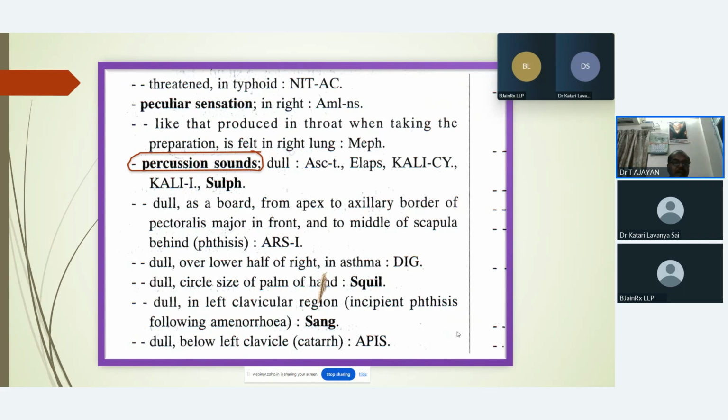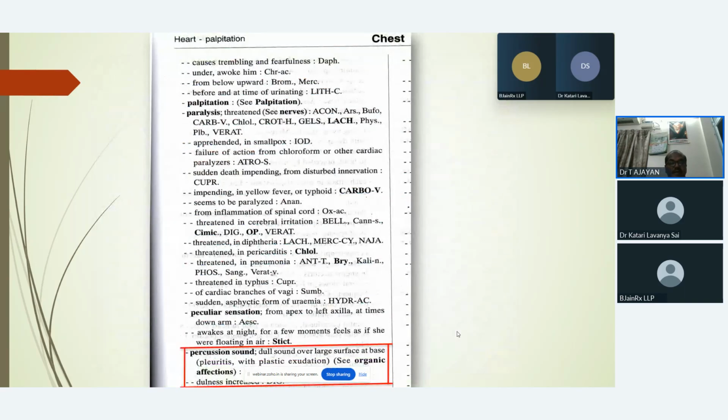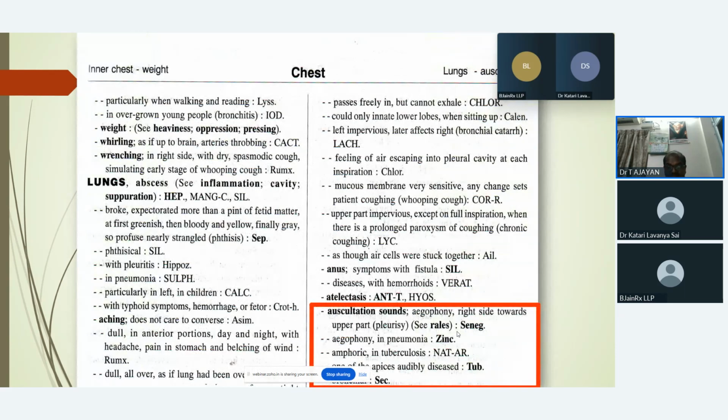Okay, listen here. Now the physical examination rubrics I worked out in that repertory. The percussion sound: a number of rubrics are there. The dull circle the size of the palm of a hand is a physical examination finding. Only one medicine, Squilla. Look here, percussion sound, dull sound over a large surface at the base with plastic exudation in organic affection: only one medicine is there. That is percussion sound. Then auscultation related rubrics.